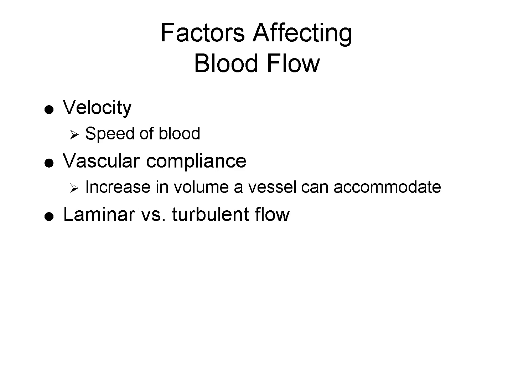Velocity refers to the speed of blood flow and is affected by vessel size. Vascular compliance describes a vessel's ability to stretch and accommodate blood. Laminar flow is smooth and efficient, while turbulent flow is chaotic and increases resistance. Proper flow patterns are vital for efficient circulation.